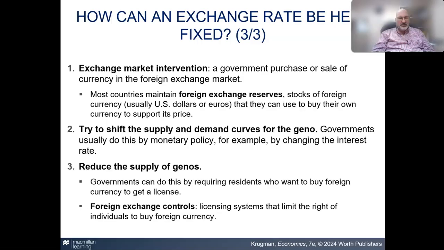They're usually going to do this by monetary policy, for example, change the interest rate. Or you can just reduce the supply of Genos. So you can require residents who want to buy foreign currency to get a license. Foreign exchange controls are licensing systems that limit the right of individuals to buy it, just making it really difficult. The more difficult you make it, the fewer people are going to buy it, right?